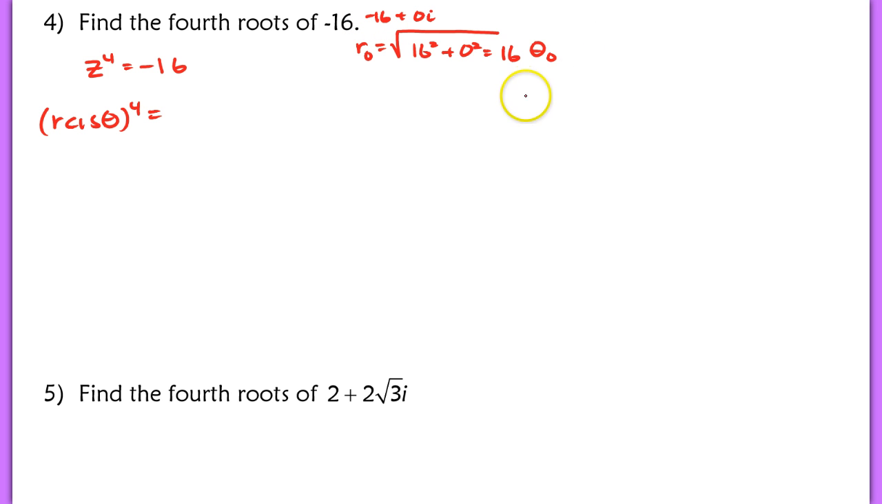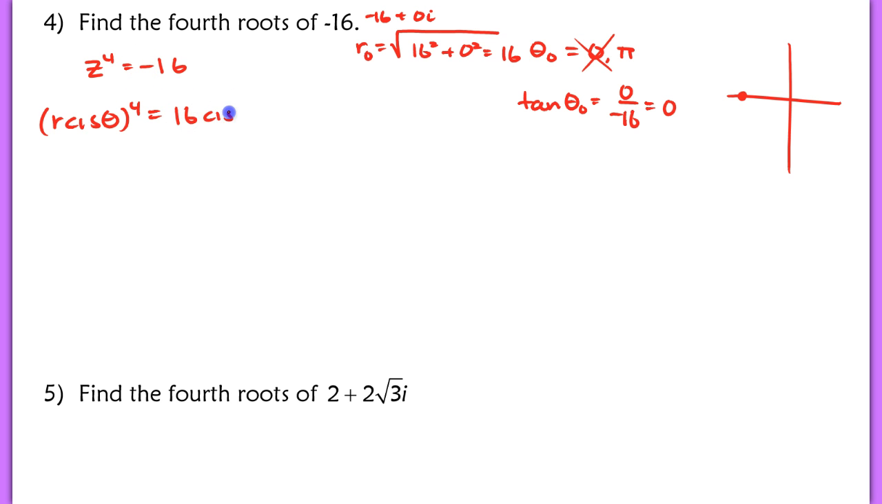Now for theta, we know the tangent of theta sub 0 is going to be b over a, so 0 over negative 16. So we want to know where the tangent of theta is equal to 0. So theta must be either 0 or pi, because that's where the tangent of theta is equal to 0. Now in this case, go back to negative 16 and think about where that would be plotted in the complex plane. That's going to be over here, which means we're not going to use 0, we're going to use pi. So we have negative 16, which can be rewritten as 16 cis pi.